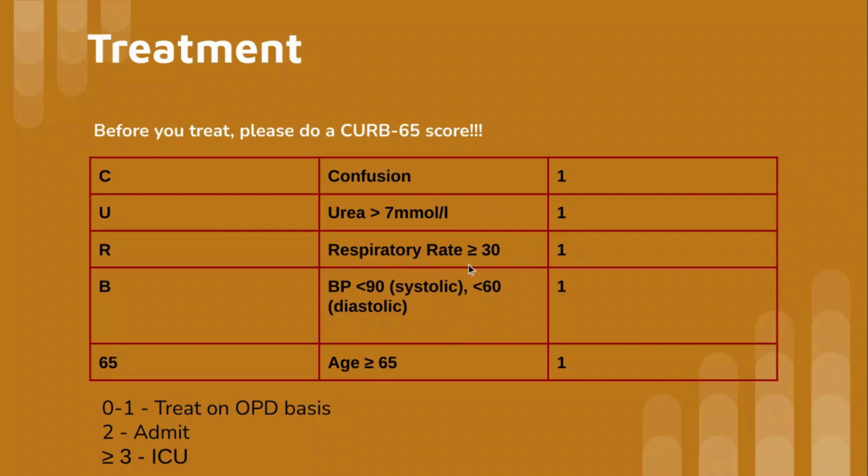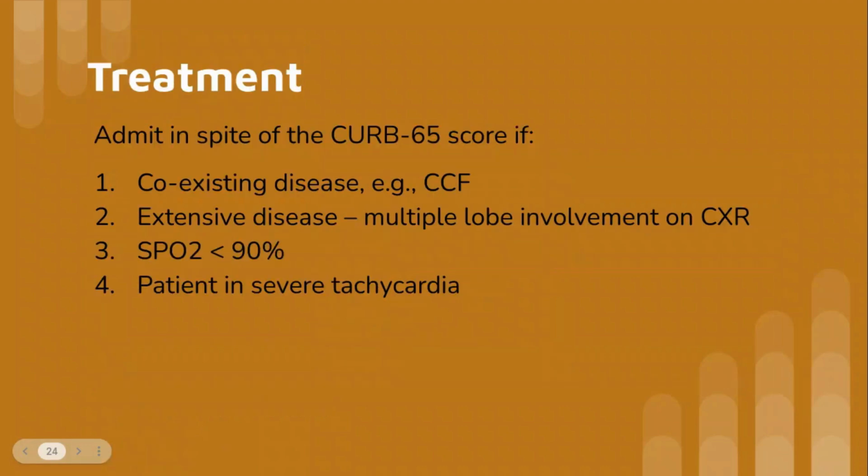So this is why we do CURB-65 score. It's not something you just have to chew. You understand the reason behind doing CURB-65 score, because if it is high, you need to admit the patient because the patient's life is in danger. If you do a CURB-65 score and get only about 0 to 1, you need to treat on OPD basis. That means you just give orals. But 2 and above, you need to admit the patient. If the person gets 3 and above, you need to admit to the ICU. So that's why we do a CURB-65.